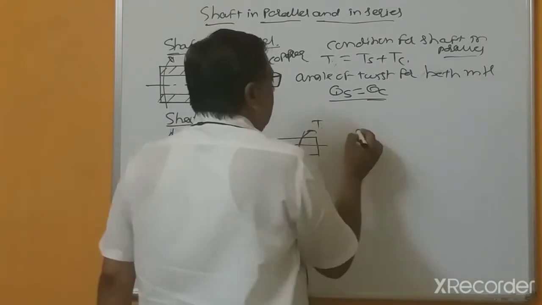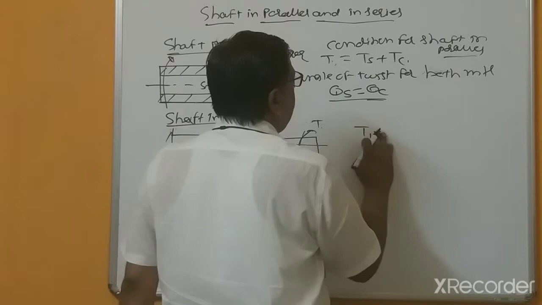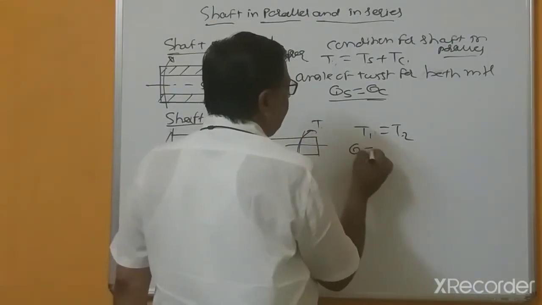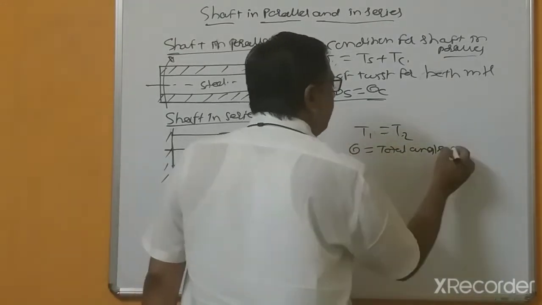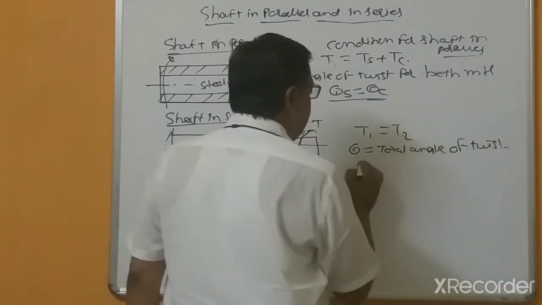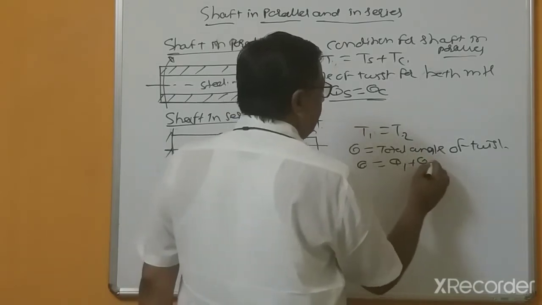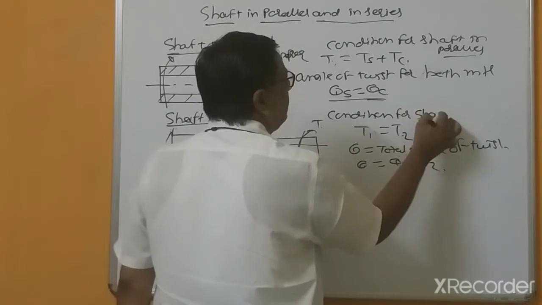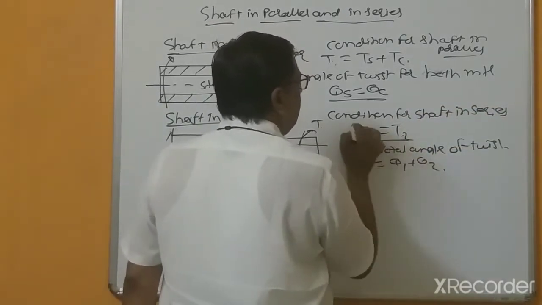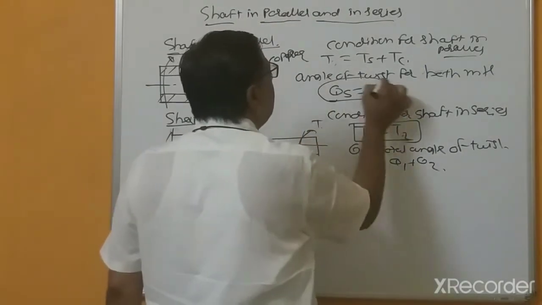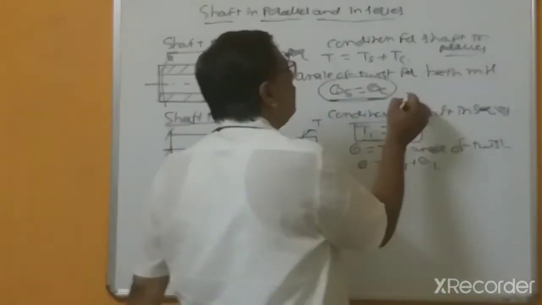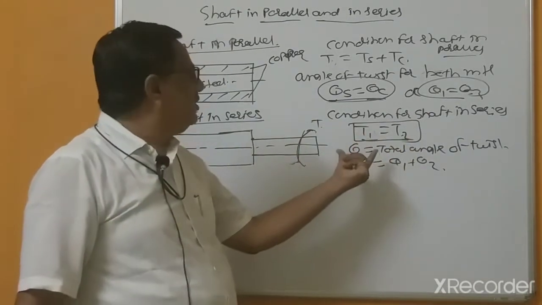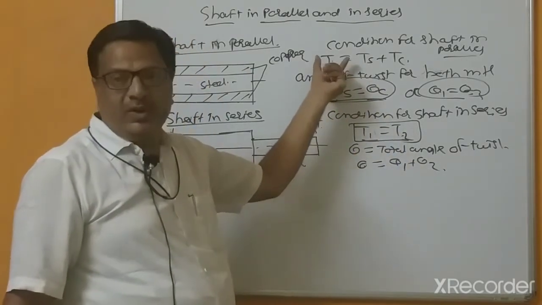So T1 equals T2, and in this case the total angle of twist theta equals theta s plus theta c, or theta 1 plus theta 2. So this is the condition for shaft in series. Shaft in series means T1 equals T2, and shaft in parallel means theta s equals theta c, or theta 1 equals theta 2. After that, total angle of twist equals theta 1 plus theta 2, and here is the total torque that is to be transmitted.